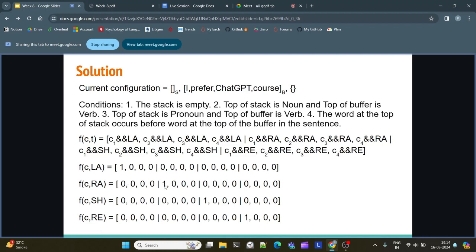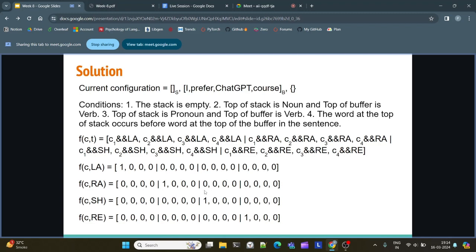Here we see that given my current configuration, the stack is empty, and I'm performing a right arc transition. So this is correct, and this is true, so we have a value of 1 over here. And if we similarly go over the other conditions, we'll see that those again evaluate to 0, simply because the stack is empty.